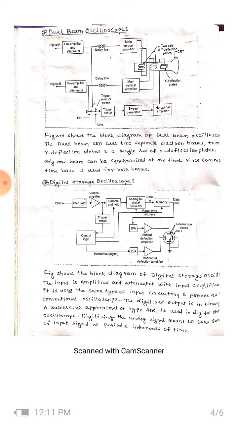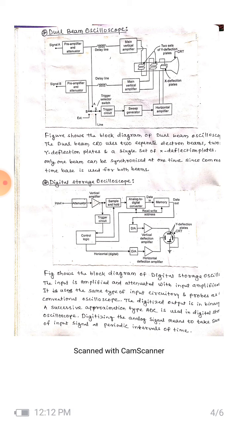The above figure shows the block diagram of a dual beam oscilloscope, which uses two separate electron beams, then two sets of Y deflection plates and a single set of X deflection plates, and the two signals provided are signal A and signal B, which are given separately to the amplifier and the attenuator blocks. Simultaneously we can display both signals with two separate vertical deflection amplifiers and only one horizontal amplifier for the time base here. Dual beam CROs are bigger in size and heavier. The main advantage is we can easily switch between the two waveform traces.